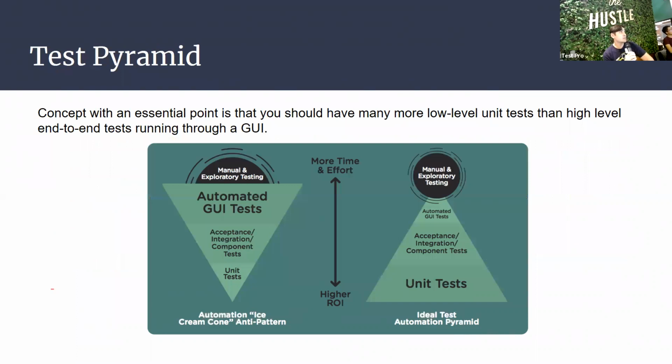Basically, this concept is about moving all the testing activities to lower levels, so they are faster and more reliable. An anti-pattern here, the one that you can see on the left, the ice cream cone, you can find it in various companies. They are still on that level, but most companies are moving towards the test pyramid concept. And as you can see, manual and exploratory testing is up there.